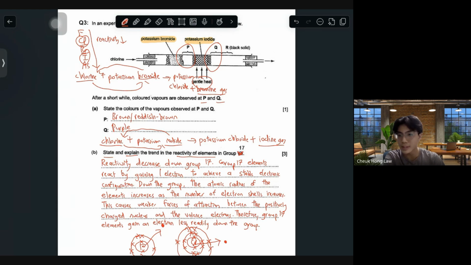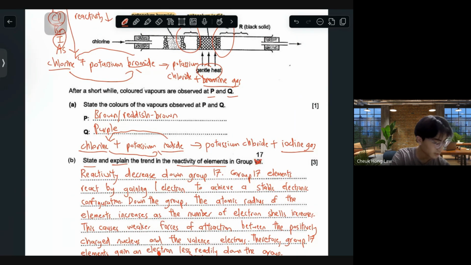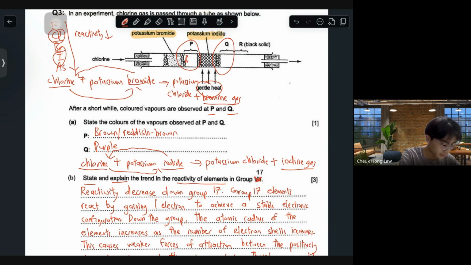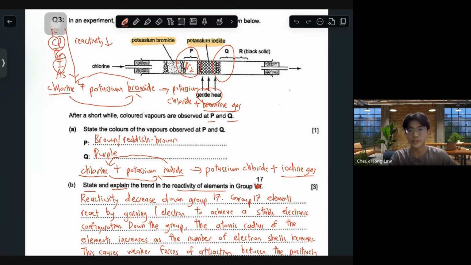Okay, then previous question. For question 3A for P, why is it just brown and not brown and purple? Because it's beside the potassium iodide, which will release a purple gas. So the question is just wanting to test you on the color of what is being formed. Okay, so bromine is being formed here, but the bromine does not react with the... Oh, okay, I know why already. Okay, that's a good question.